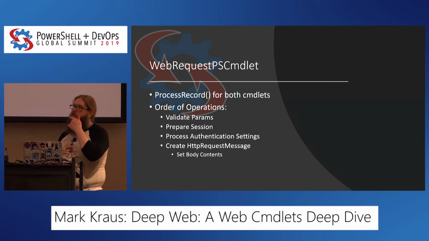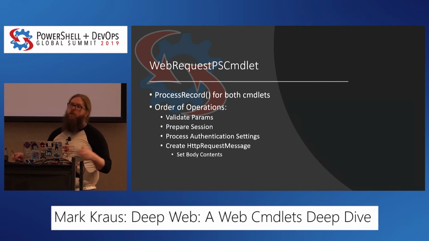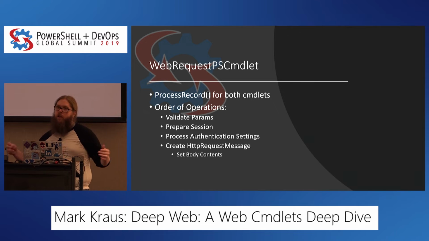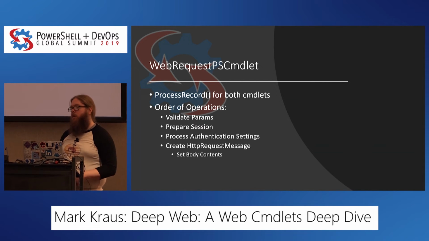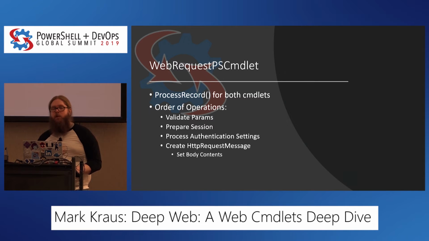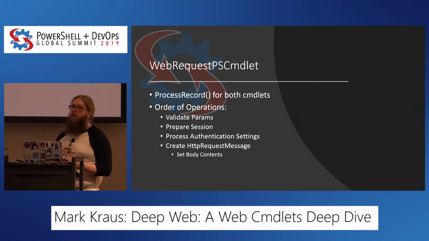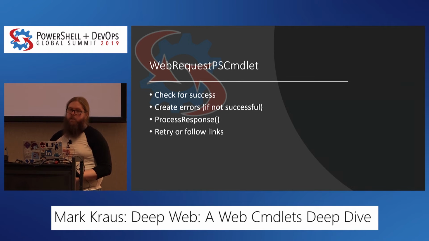We process the authentication settings. So if you've got Token in there, we create the authentication headers for that. If you've got Basic in there, we create the basic authorization header. Then we create the HTTP request message. This is the class that HttpClient uses to actually send to the remote endpoint and get data back. So you create a request message that has your body in it, your headers, and that kind of stuff. We set the body contents on that. There's a large section of the code dedicated to setting the body.